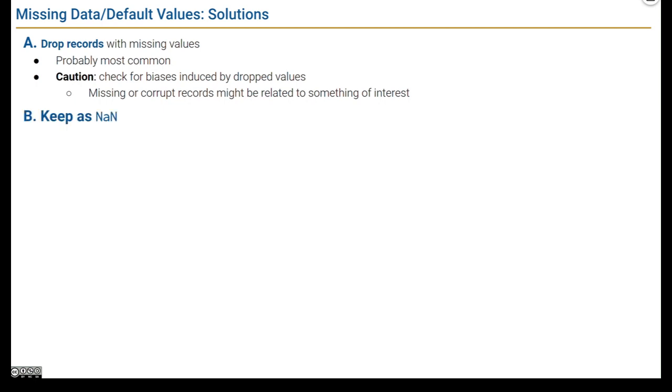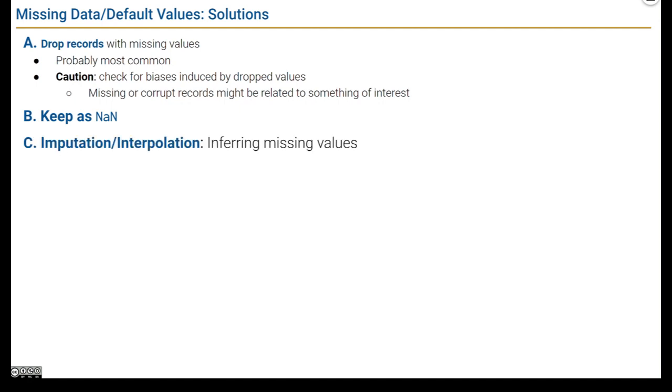Something that's a little safer to do is to keep them as not a number, NaN, and then that way anytime you're doing some analysis, that data will still be in there. If you're doing plots, you'll be able to see where the NaN values are, what the issues are, and that'll help you keep in mind that that's data that's missing.